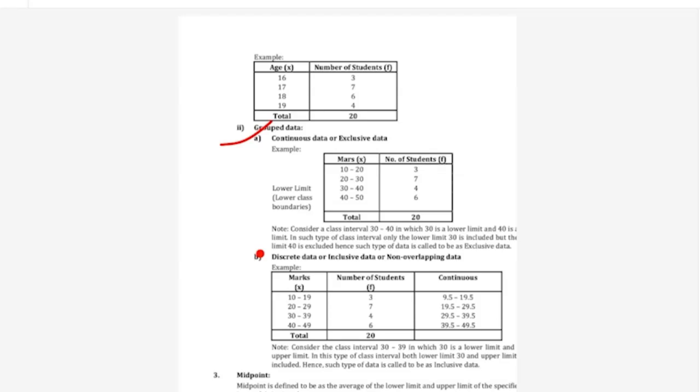सब लोग लिख लो यहाँ पे the continuous type of data is called exclusive data, or it is called overlapping data.